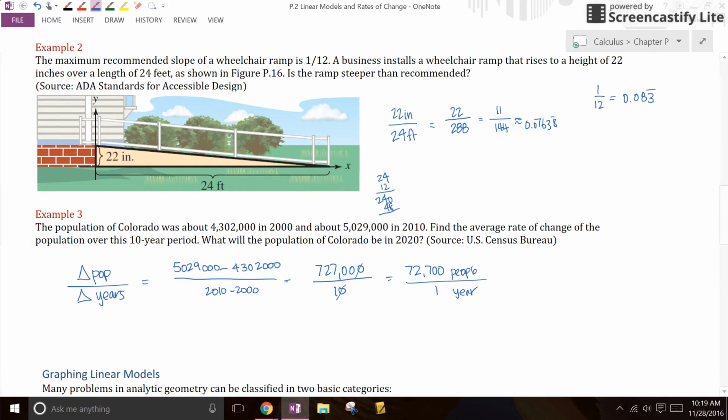So now if they were to continue that, how would I figure out what the population was going to be in 2020? Well, that's 10 years later. So I'm going to multiply by 10, or get 727,000 again, and add that to 5,029,000. And I am predicting that in 2020, they will have 5,756,000 people in Colorado. There you go.